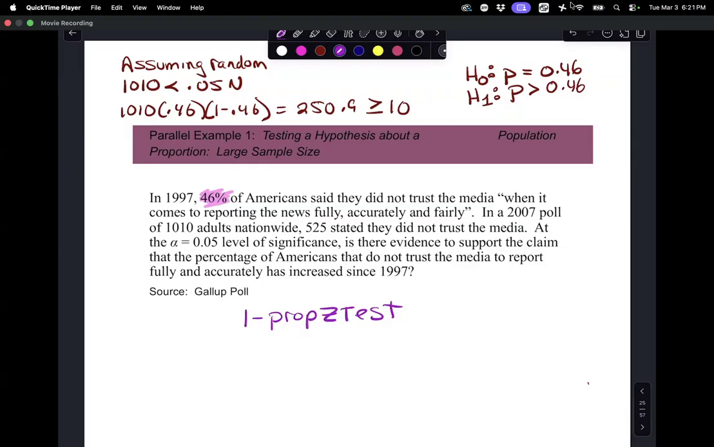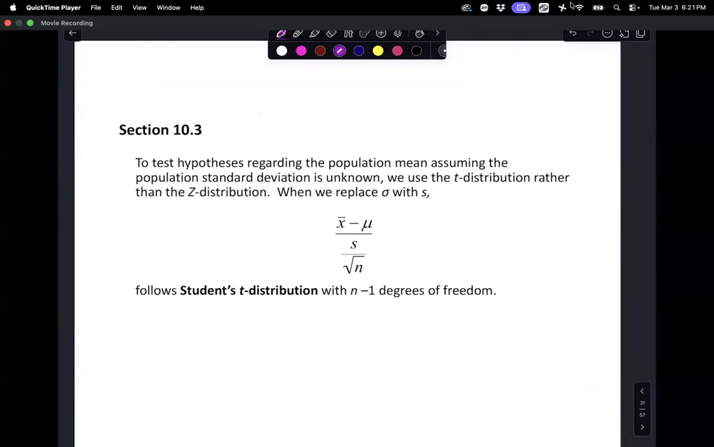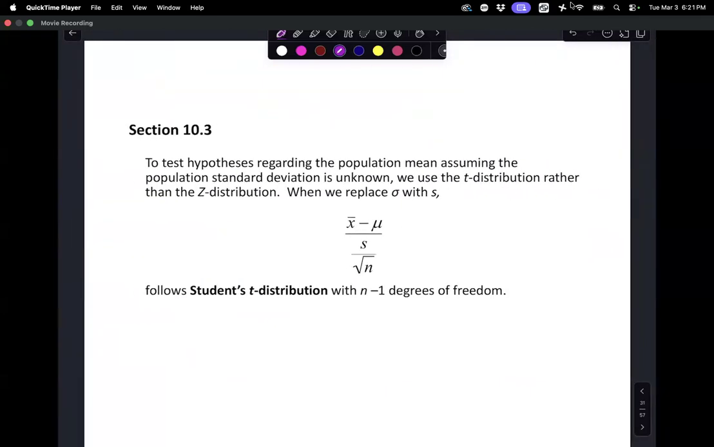All righty then. Popping over to section 10.3, it's not a ton different, but it's enough different. It's all the same stuff with our left-tailed, right-tailed, two-tailed. We are going to be using t-values again, and our n-1 degrees of freedom for our critical values. Our test statistic, the same thing.